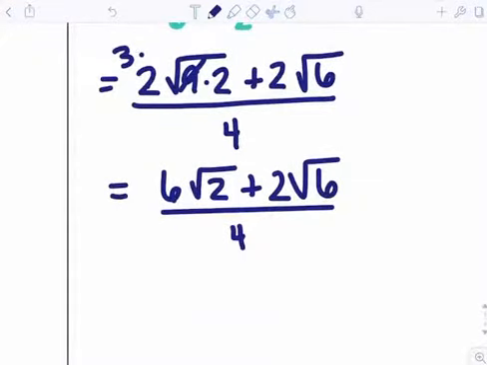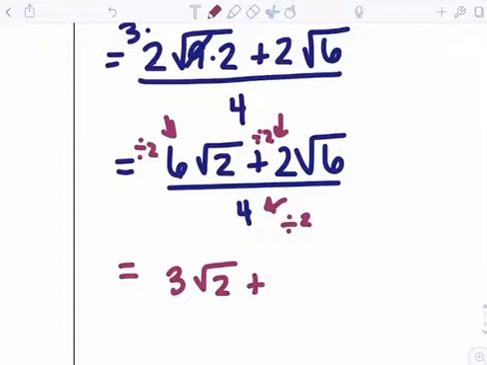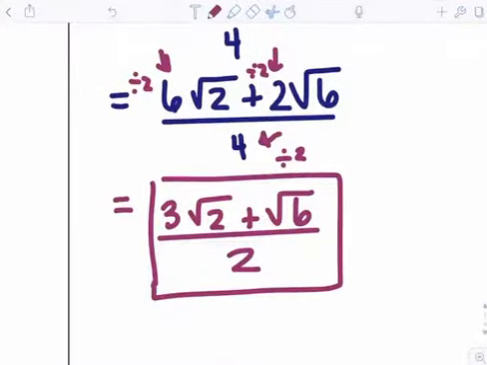Okay, now this is where it kind of gets really annoying. Look at your coefficients. What do you notice about all of those numbers? Hopefully you recognize that 2 goes into all of them. So you could either just divide all of them by 2 or factor out a 2 and simplify from there. If I divide everything by 2, it's the same thing as factoring. So this becomes 3 root 2 plus root 6 all over 2. Okay, and then that is your final answer.